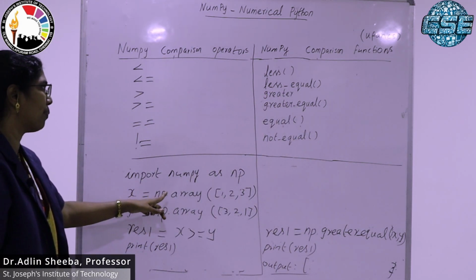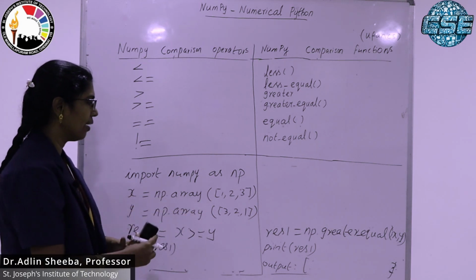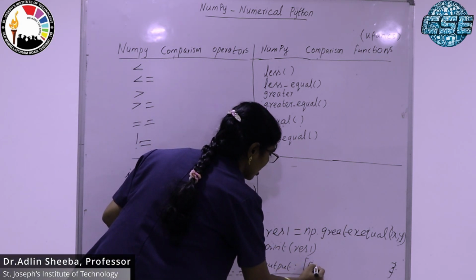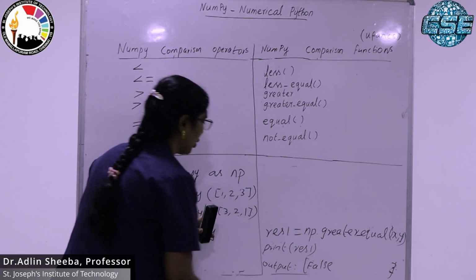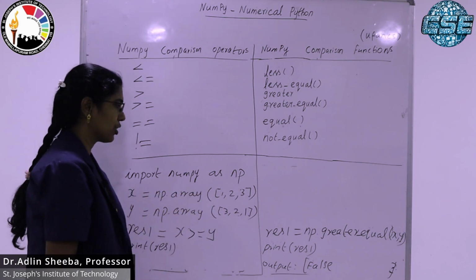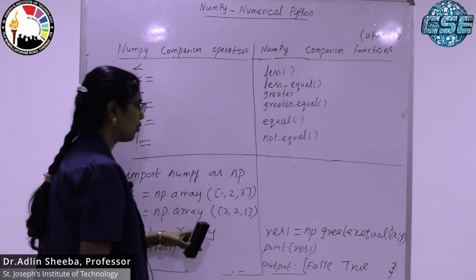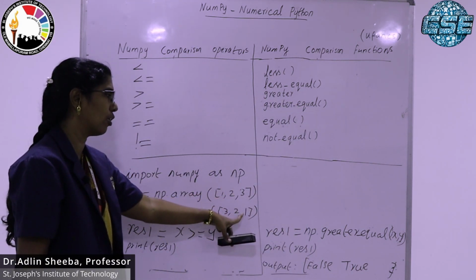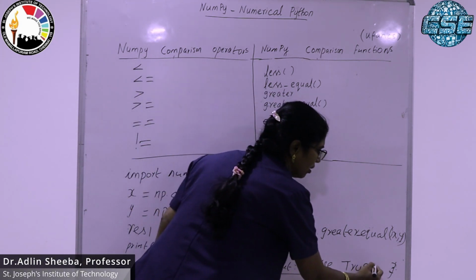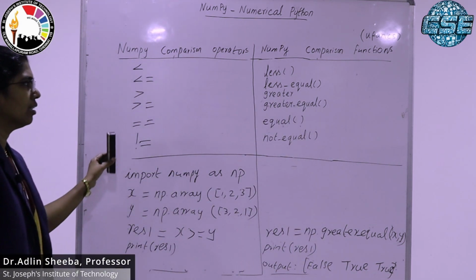Again, element by element comparison. 1 greater than or equal to 3 is false. And 2 is greater than or equal to 2, now it is satisfying the equal to condition, so it is true. And the next one, 3 greater than or equal to 1, yes, it is true. So again we have true. So this is the output.